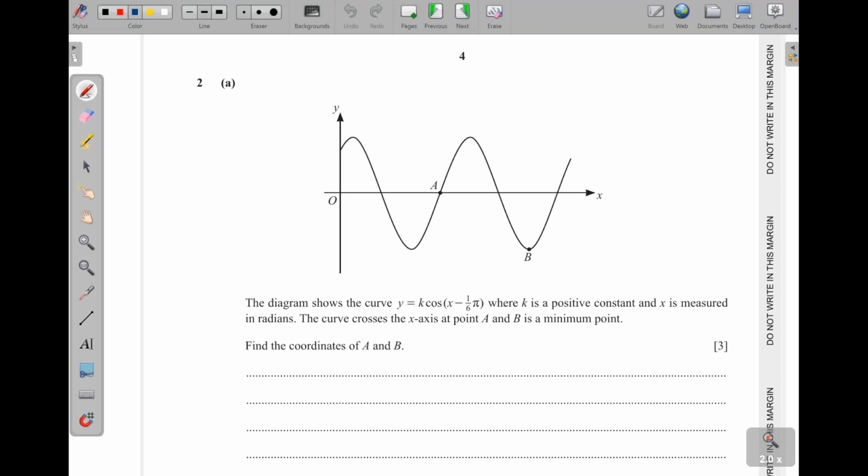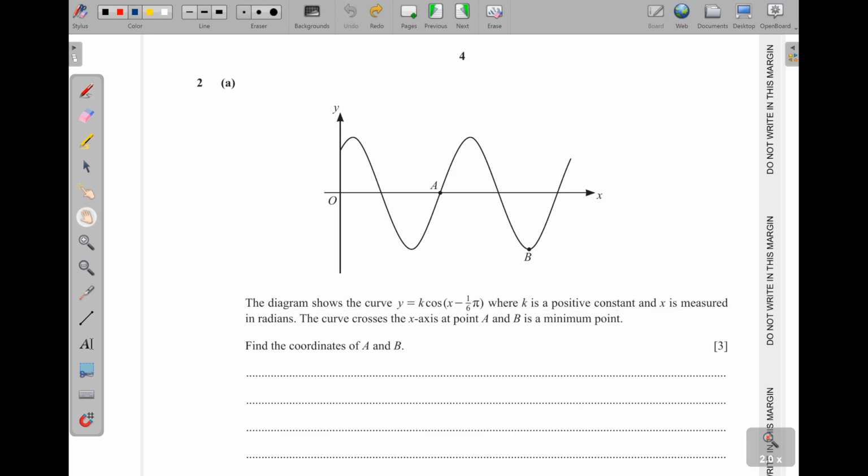Question 2 is coming from trigonometry, and I can see this is transformation of trigonometric functions. The diagram shows the curve y is equal to k cos(x minus pi over 6), where k is a positive constant and x is measured in radians. The curve crosses the x-axis at point A, and B is a minimum point. So this one is the stationary point. That means we can differentiate there and then we equate to 0. Find the coordinates of A and B.